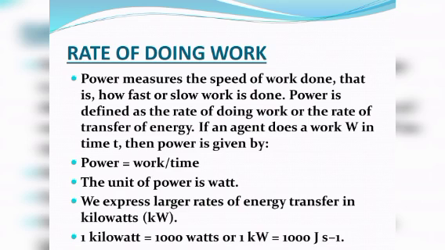We can define power as the rate of doing work or the rate of transfer of energy. If an agent does a work W in time t, then power is given by work by time, or P equals W by t. The unit of power is watt. And we express larger rates of energy transfer in kilowatts. That is, 1 kilowatt equals 1000 watts, or 1 kW equals 1000 joule per second.